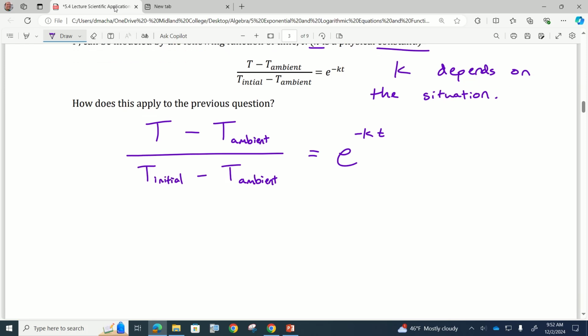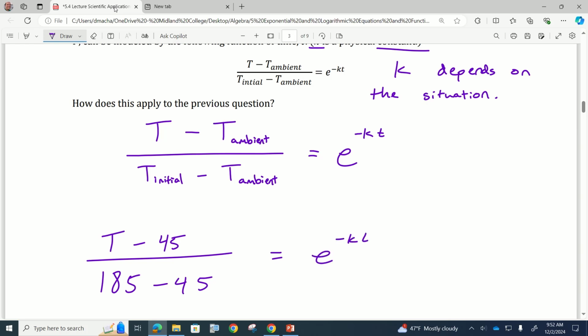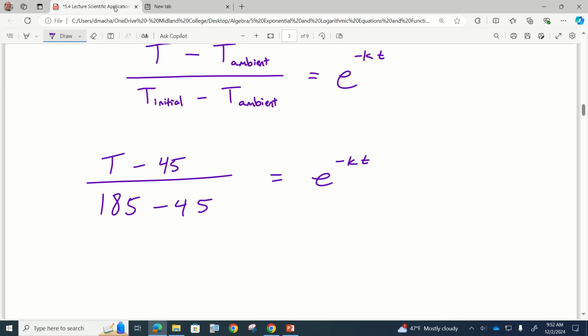So in the previous question, when we were working that exercise, we said, well, the outside temperature was 45 degrees. The initial temperature of the coffee was 185 degrees. And if I rearrange this, well then 185 minus 45 was 140, so maybe I start by multiplying both sides by 140, and then I add 45 to both sides of my equation. And that's how you get a formula for temperature that looks like what we just had in the previous question.